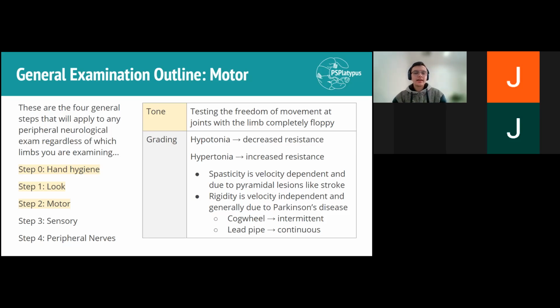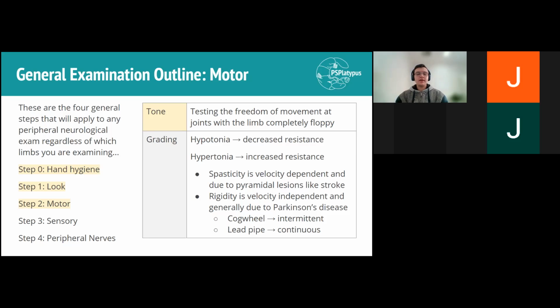And the ways that we can categorize this further is you can think about spasticity. This is when it's velocity dependent. So the faster you move, so if I was to test it at my wrist and I move it slowly, I can sense some resistance. And then I move it faster and suddenly there's more resistance. So that's velocity dependent. And this can generally be due to things like stroke.